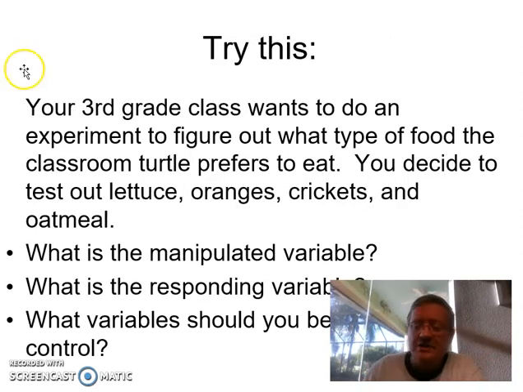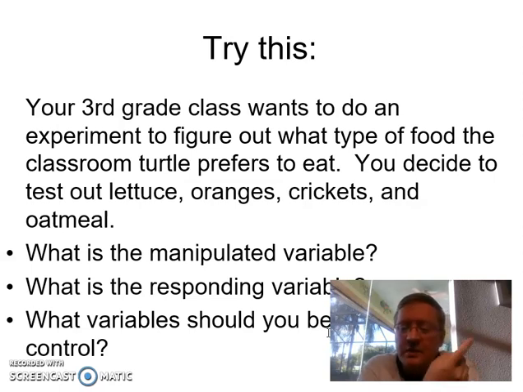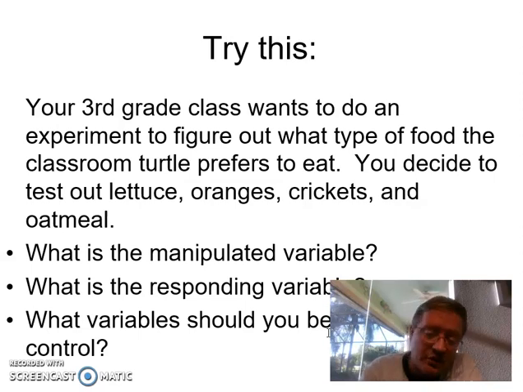So what I want you to do, and you'll notice in the sheet this is one of your questions, is figure out the following situation. Your third grade class wants to do an experiment to figure out what type of food the classroom turtle prefers to eat. You decide to test lettuce, oranges, crickets, and oatmeal. What's your manipulated variable, what is your responding variable, and, I'm sorry that the webcam photo is covering up the last one, but what variables should you be careful to control? Why don't you pause this, go to the worksheet, answer those questions, and then when you're ready, start the video back up.